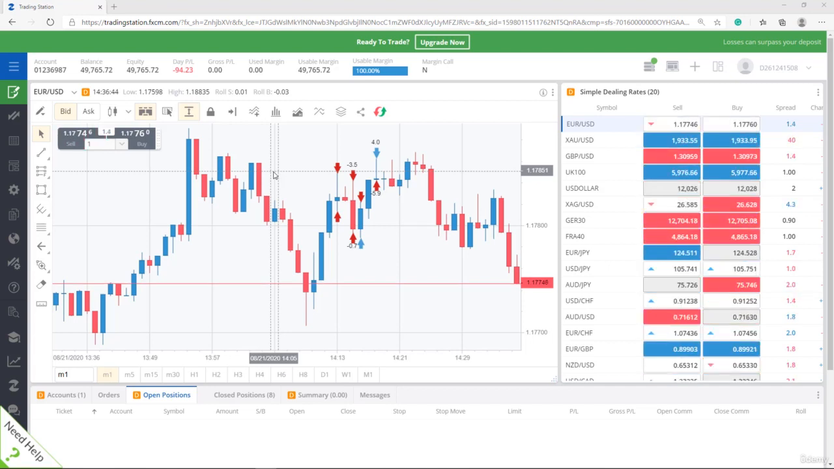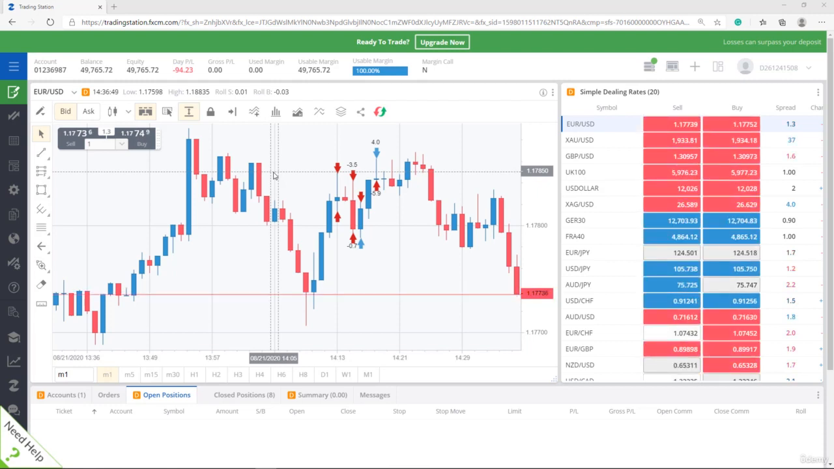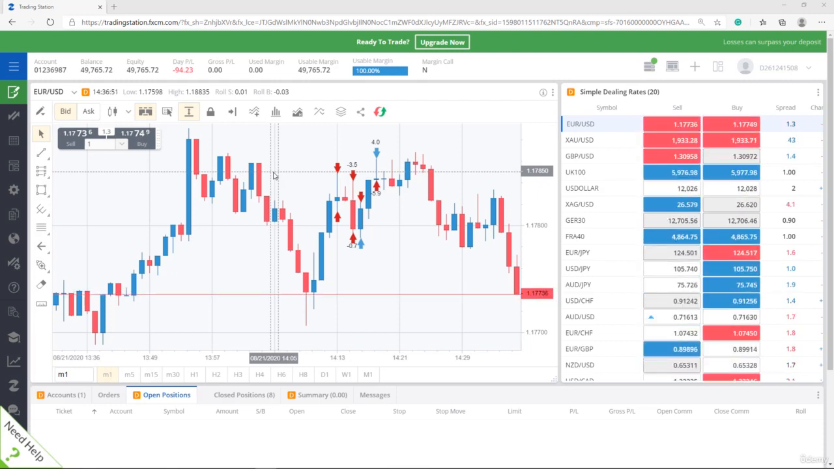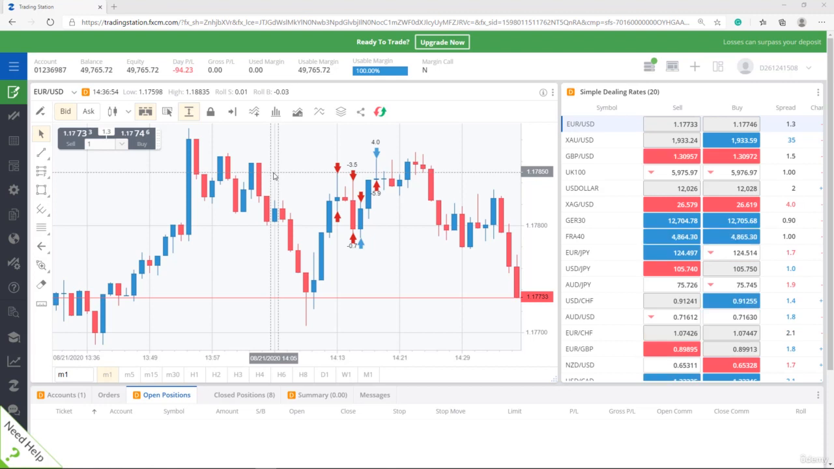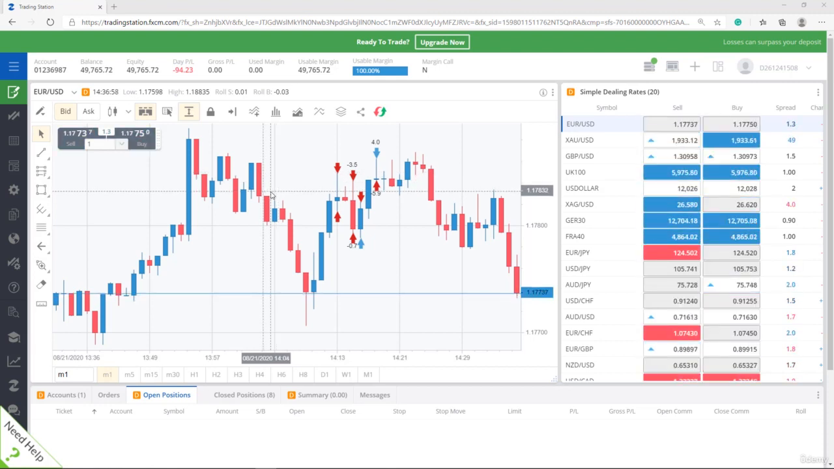In the UNA section, we learned the difference between market, limit, and stop orders. And I also explained take profit and stop loss orders. And actually the same options and order types are available on the FXCM trading station as well.